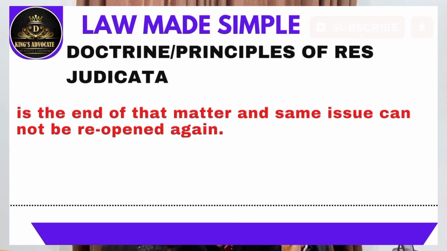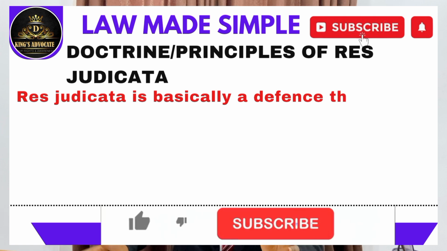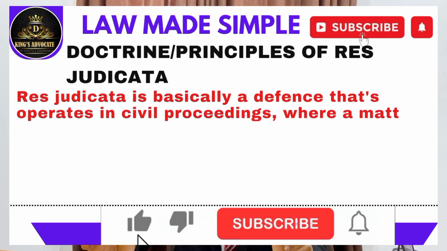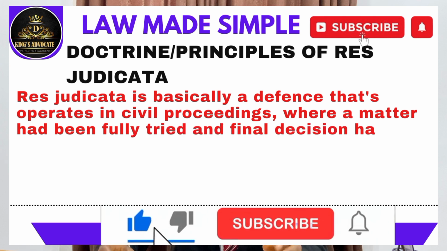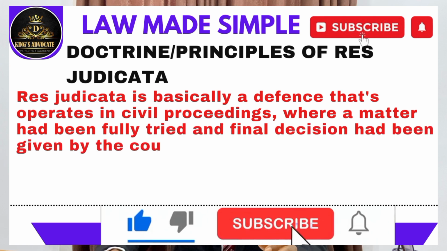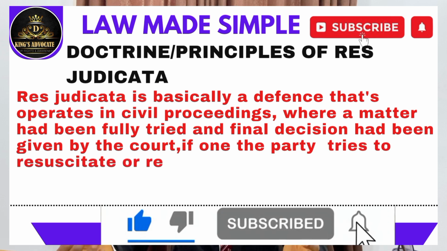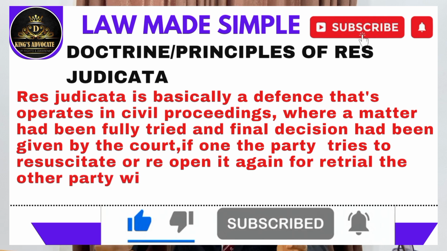But again, let us consider another thing you have to know. You have to understand that res judicata is a defense that operates in civil proceedings, where a matter has been fully tried and a final decision has been given by the court. If one of the parties tries to resuscitate or reopen it again for retrial, the other party will simply plead the defense of res judicata. That is to say, the case has been fully tried and determined by the court. The court will immediately discontinue that trial.